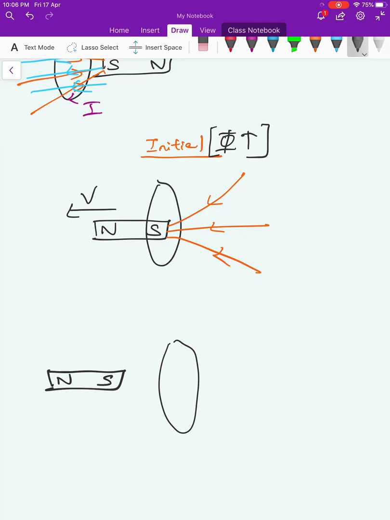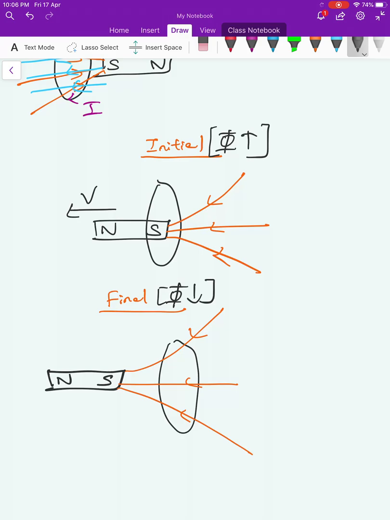So maybe 我重画一个, 现在变成 south and north, and 你看现在它的 B field line 就比较远了, okay. After, 现在那个 coil experience 比较 weak 的 magnetic field, so 它现在 experience lower magnetic flux linkage, 因为 NBA 嘛, phi 等于 NBA, 那个 cosine 我不要放回, it's okay. 我的 B field 现在减小, so 我的 flux linkage 也减小.